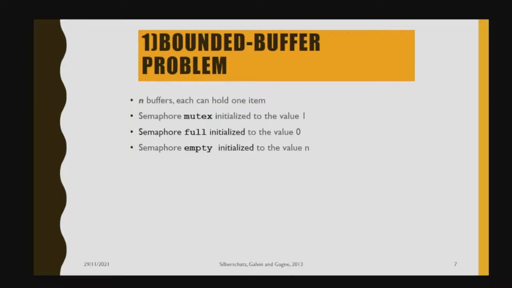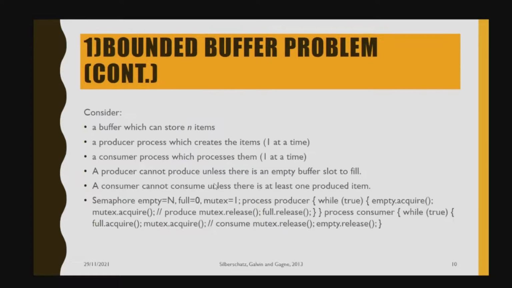Okay, assumption as this value. Mutex initialized as 1, full 0, empty, and value. So empty and full 0, mutex 1. Okay, and then at this part, produce, mutex dot release. Okay, full dot release, then process consumer. After it produces, then the consumer can process.